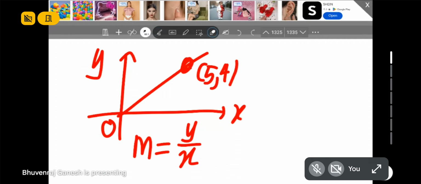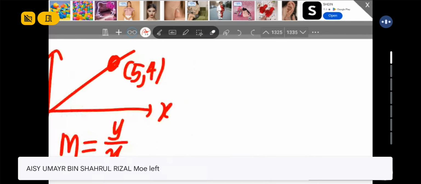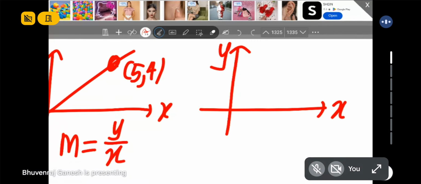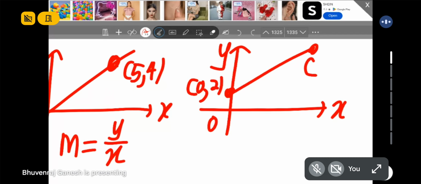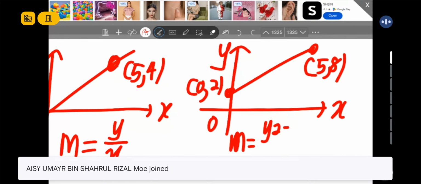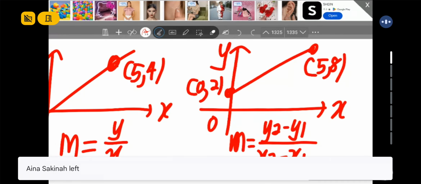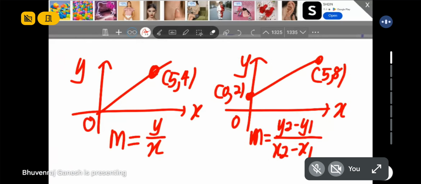Faham tak? Okay. But if your graph is like this, now I change the graph guys. Graph sekarang dia macam ni. Let's say you got a point here, 0, 2, and you got a point here, 5, 8. Example. So the formula for gradient is y2 minus y1 over x2 minus x1. Do you see the difference, guys? Boleh faham perbezaan dua-dua ni? So this is the difference of these two formulas.